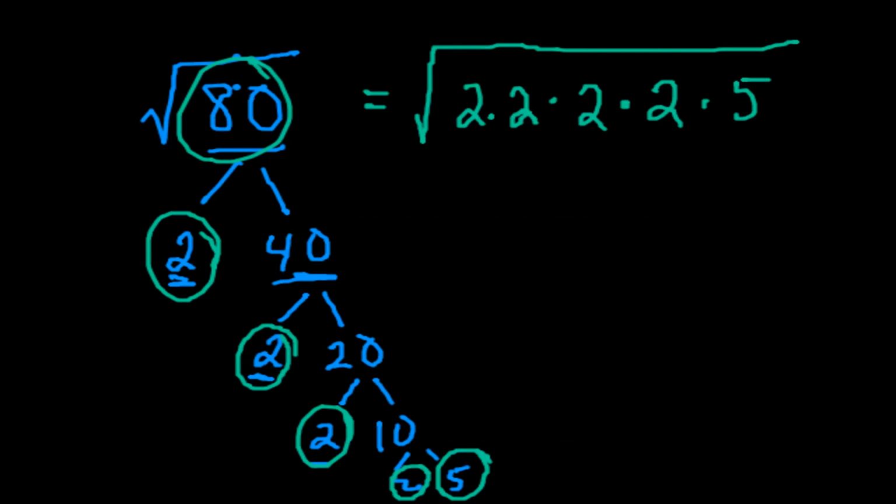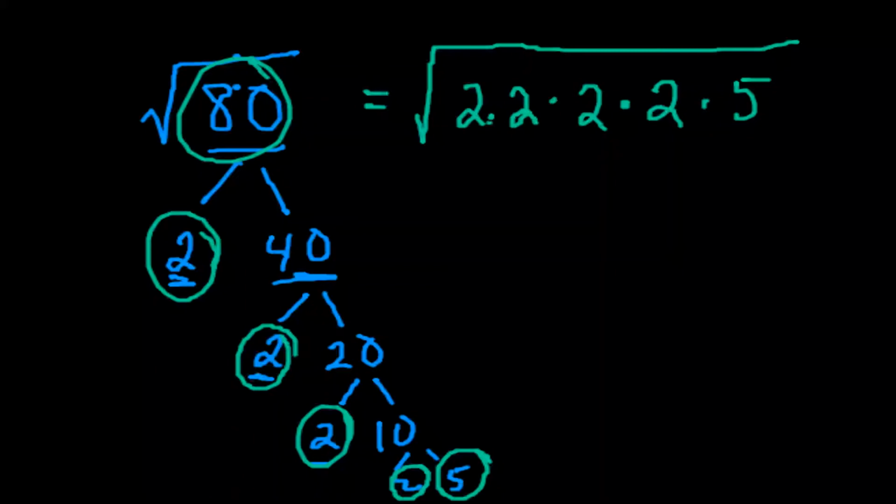2 times 2 is 4, times 2 is 8, times 2 is 16, and 16 times 5 is 80. If you don't believe me on that, you can double check. 16 times 5 is the same as 8 times 10, and we know that is 80. Okay, so it works. 80 is the same as 2 times 2 times 2 times 2 times 5.